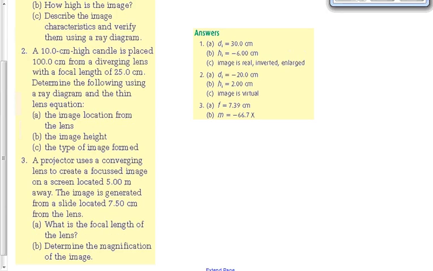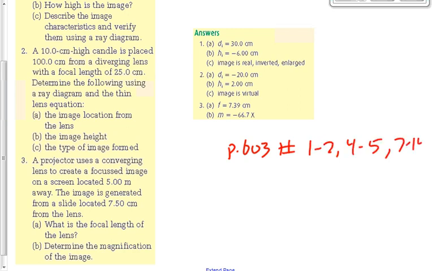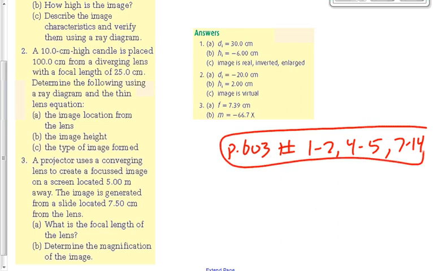Okay, I'm going to ask you to finish up these 3 questions for homework, please, but I'm also going to ask you to do questions on page 603, numbers 1 to 2, 4 to 5, and we'll go 7 to 14, please. Yeah, nurse to the front office, please. 1 to 2, 4 to 5, 7 to 14.